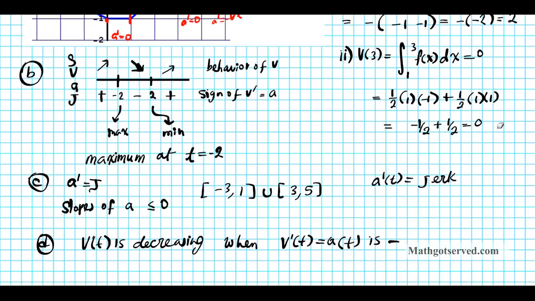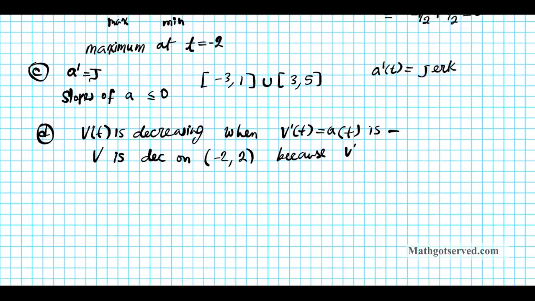Okay? So v is decreasing from -2 all the way to 2 because its derivative, v prime of t, is negative on that domain. So that's that.